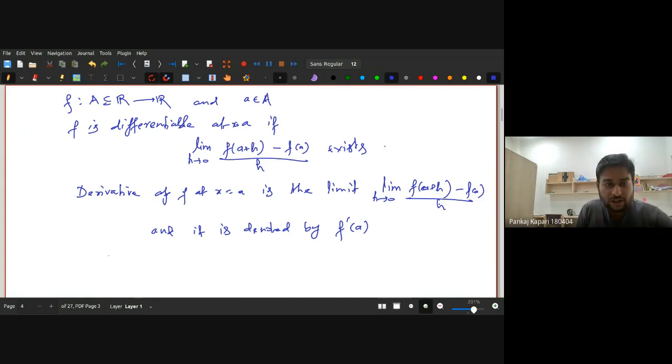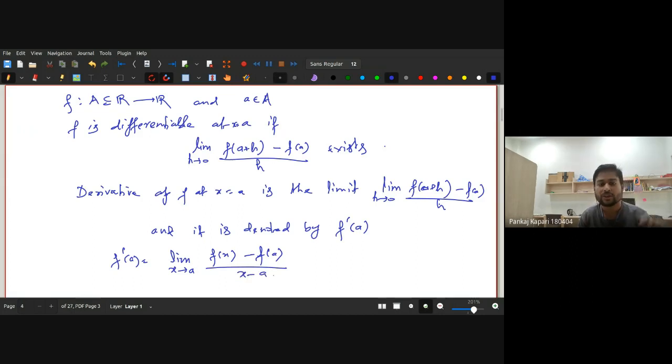In other words, we can also write it like this. So f prime at a is the same as limit x going to a of f of x minus f of a divided by x minus a. Okay, so this is also the same thing.